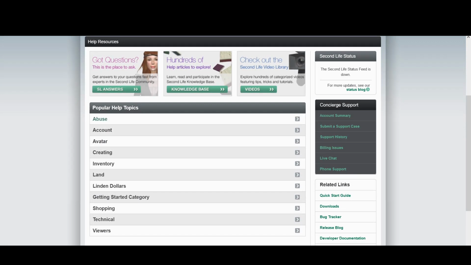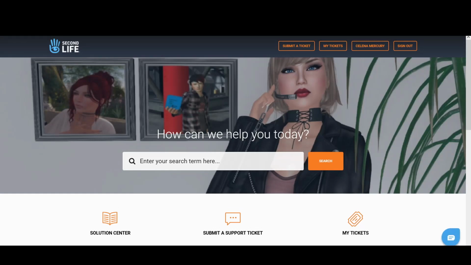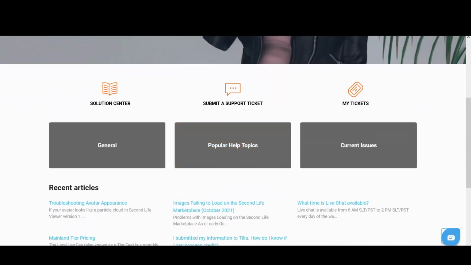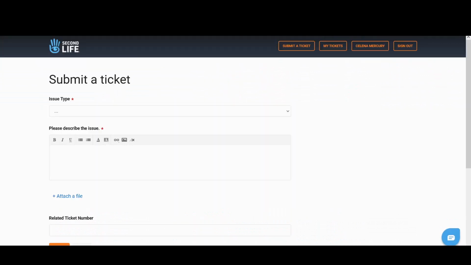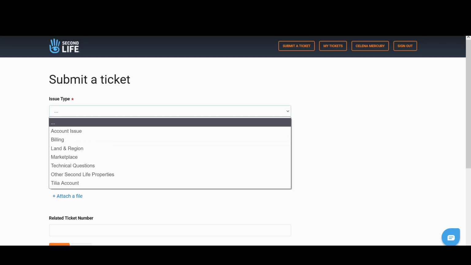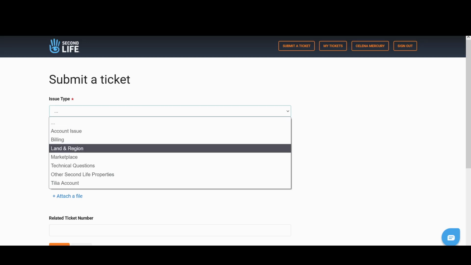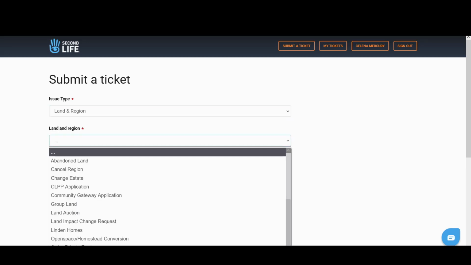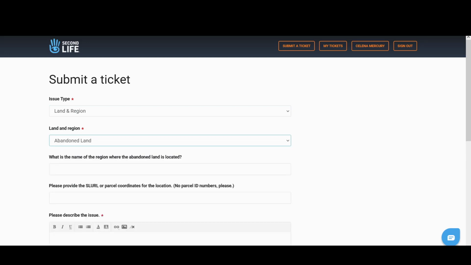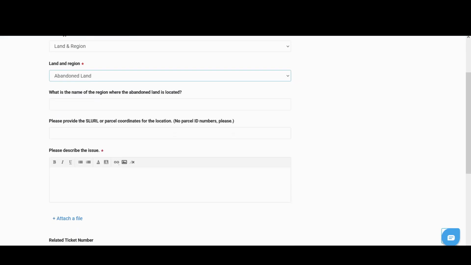And then you are going to ignore all of this over here, and you're going to go to your far right, scroll down a bit, and you are going to put in a submit a support case. You're going to click that, and you are going to submit a support ticket. When it says submit a ticket, you are going to click land and region, and then click abandoned land.